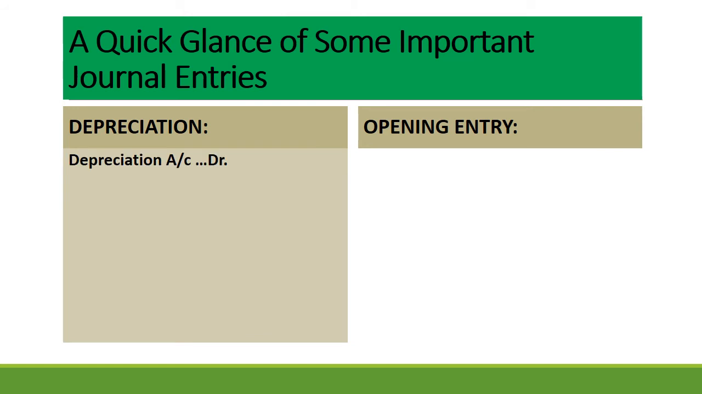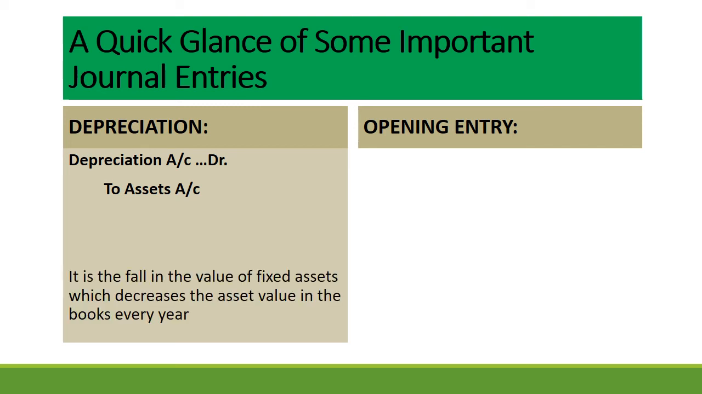That's why whenever we are asked by the examiner in a question to charge depreciation on any asset, depreciation must be debited. And on the other side, we will credit the asset on which such depreciation is charged. Like machinery पे charge करेंगे तो entry होगा depreciation account debit to machinery account. Now, before moving ahead with opening entry, we should know the meaning of depreciation again. It is the fall in the value of a fixed asset which decreases the asset value in books every year, and that fall comes due to usage, obsolescence or accident.